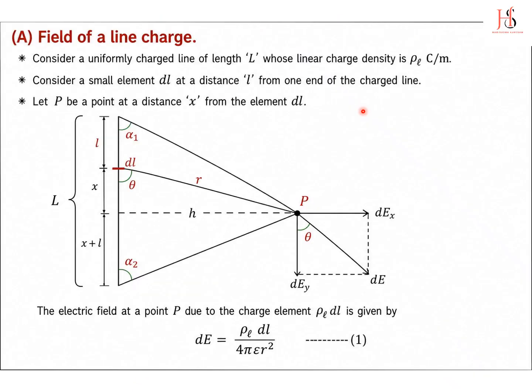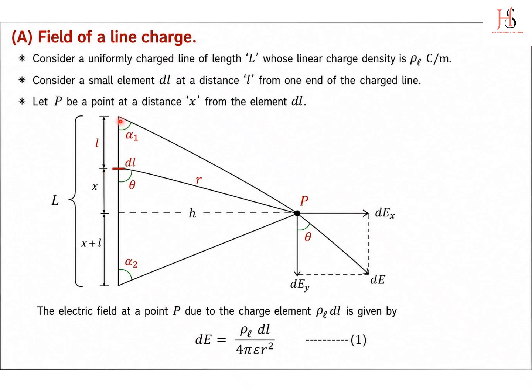Now let's see how we can find the electric field for the line charge. So the first one is the field of a line charge. Consider a uniformly charged line of length L. I have represented it over here.